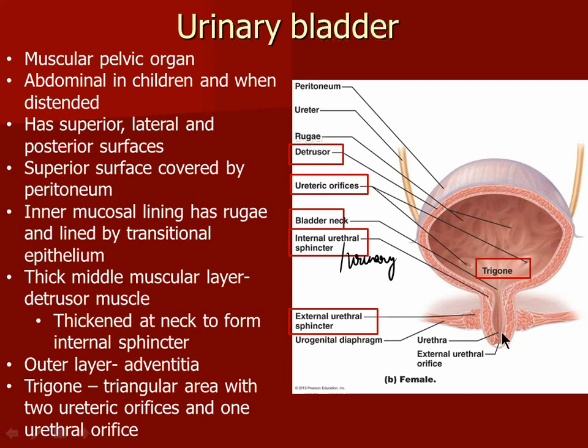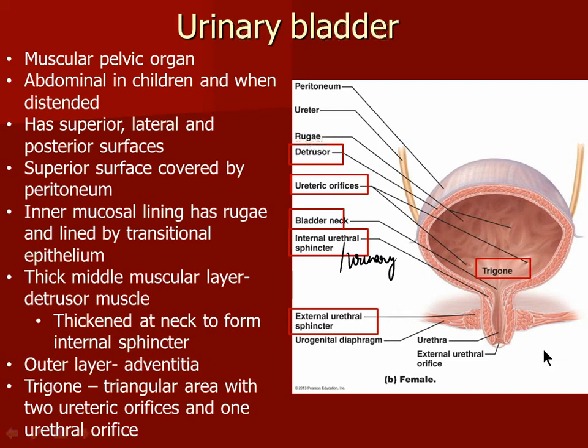Now here, this is showing you a female, so you can see the bladder then leads into the urethra, right? So you can see in the female, the urethra is really short. And here we have an internal sphincter, which is involuntary, so you cannot control it. But you know that if your bladder is full, you can control your urination for some time, right? You can hold it for some time.